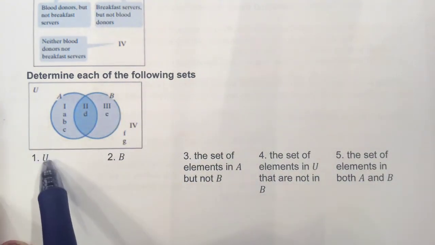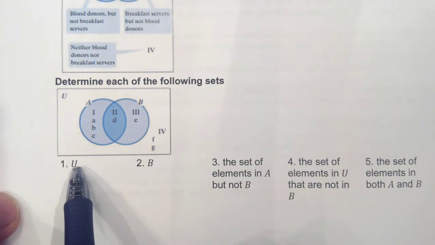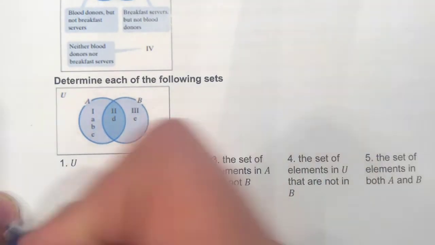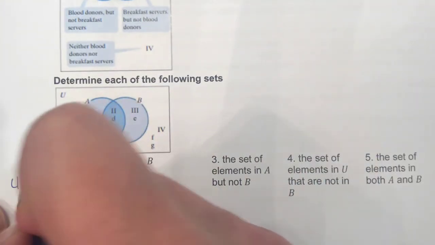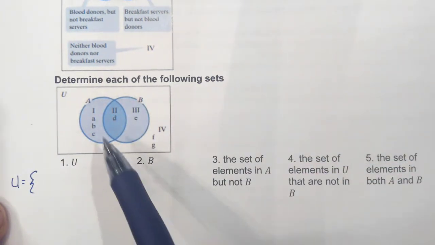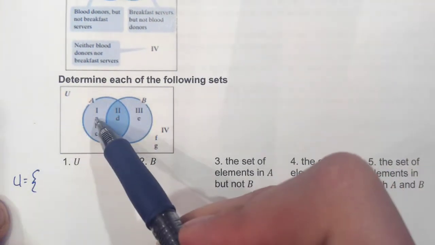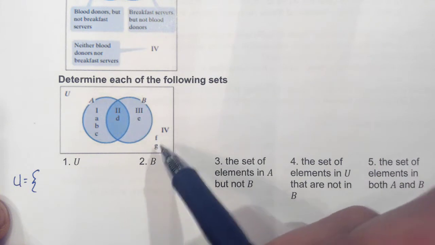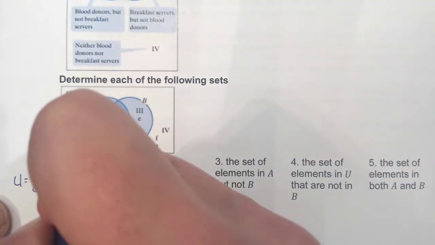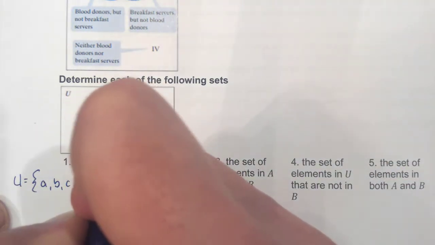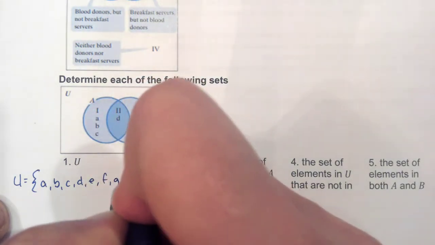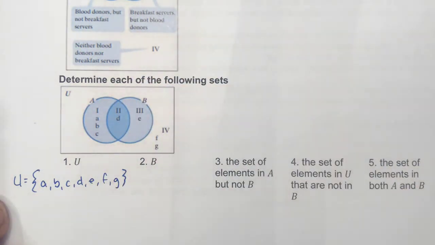Okay, so first question is, what's the set U? That's everything in discussion. So we'll use U equals brace. What is everything we're talking about? Well, that'll be the letters A, B, C, D, E, F, and G. That's everything in discussion. Those are all of the elements that we're talking about.